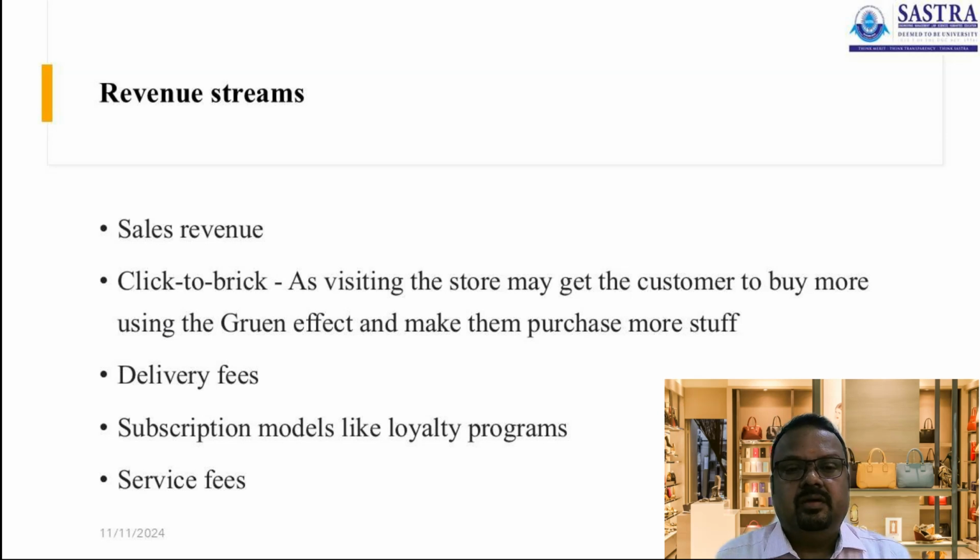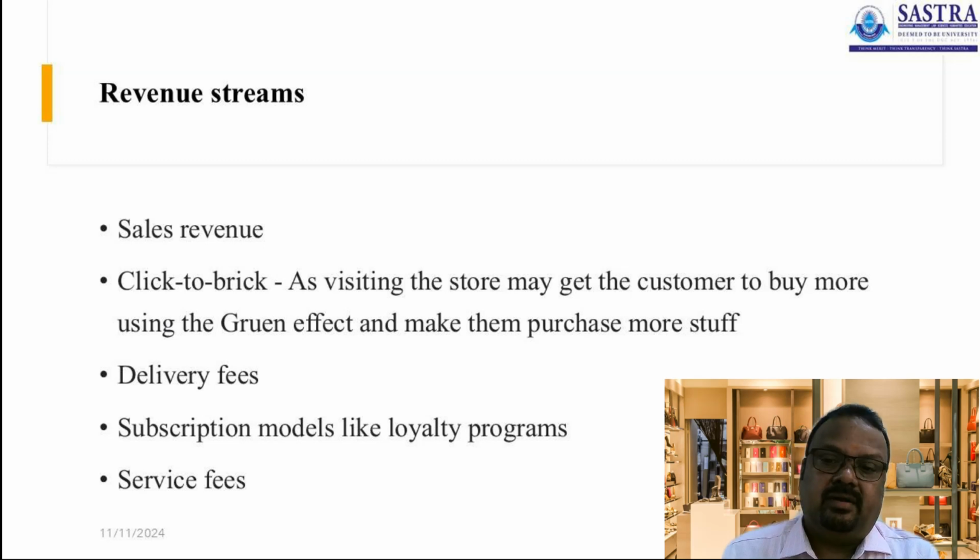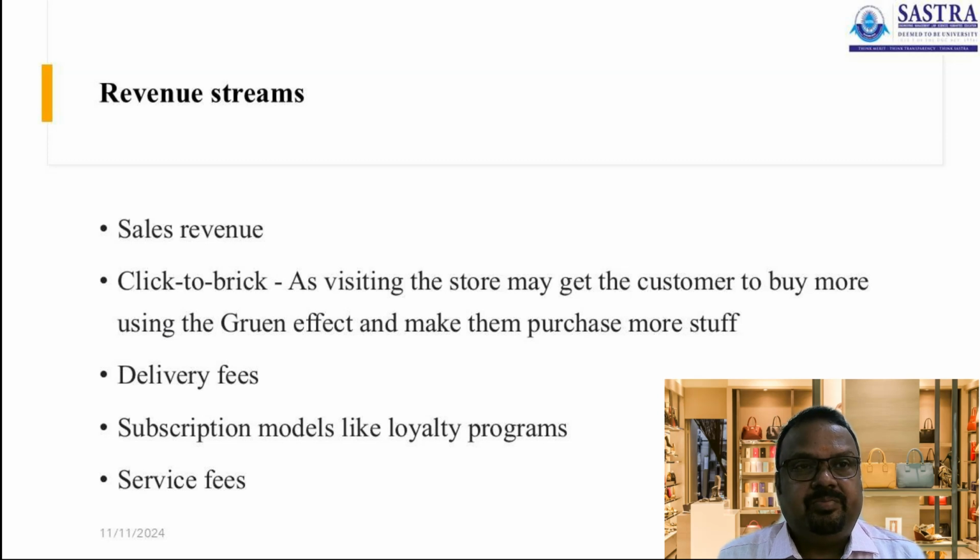When I say Gruen effect, it is a psychological phenomenon which happens when people are in a visually complex or stimulating environment. As I told you, in the physical store you can use visual merchandising strategies and lure consumers to buy more. Because when you present something so visual and attractive, there is every chance that customers will psychologically get attracted to it and end up buying the product impulsively. This is the Gruen effect.